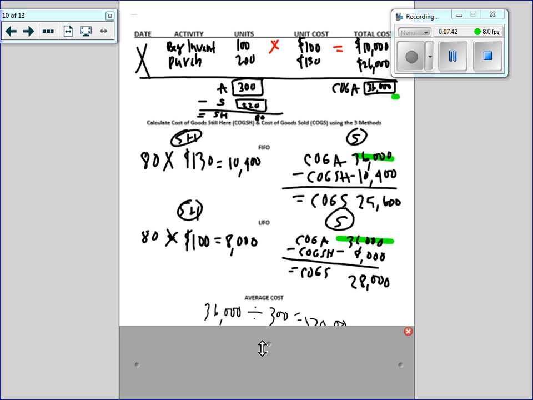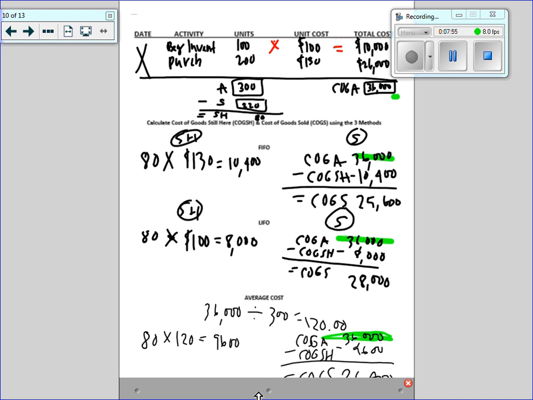Average, of course, you first take a peek at your total cost available divided by your total units. So the price inflation doesn't matter. They're just saying, well, at 120 bucks a piece, here's how it looks.